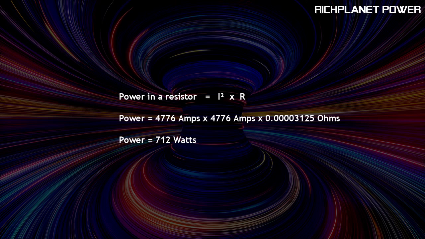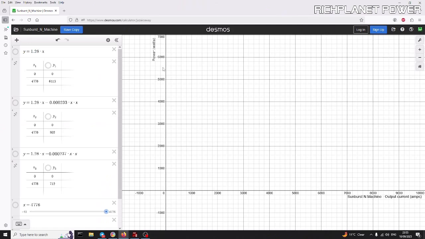Let's now plot these figures on the graph. So first, the total external power that the machine generated. We have a single point here at 6113 watts at a current of 4776 amps. The voltage output was 1.28 volts, so we can draw a straight line with a 1.28 volt slope, and we see it cuts through the point we plotted. Note that this line is steeper than the line on my generator because the voltage is higher.